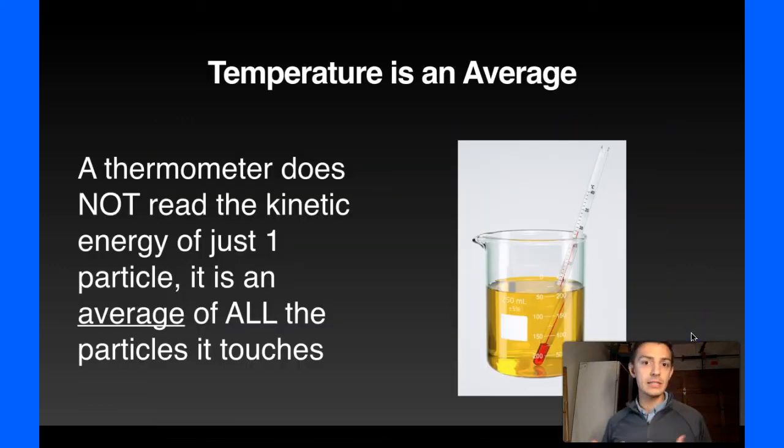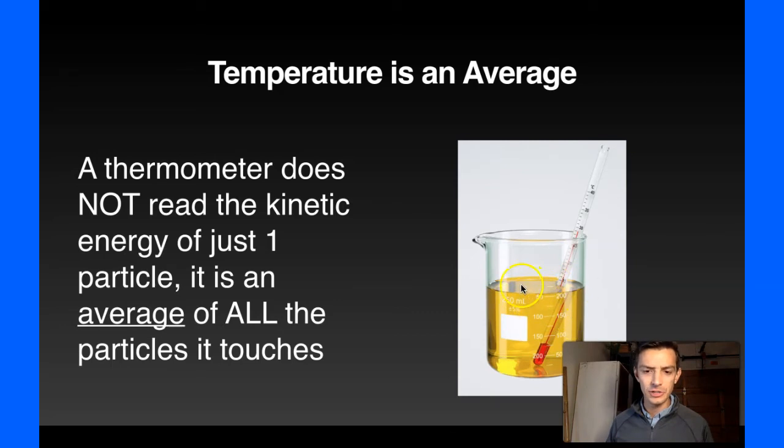So this gets us to the idea of temperature. So what is temperature then? Temperature is basically reading an average of all those motions of all the different particles. So if you're thinking of a thermometer, if I put a thermometer in a vial here, it's reading the kinetic energy of those particles, but it can't be reading just the energy of one. There are many billions of particles in that sample of water, whatever it is.